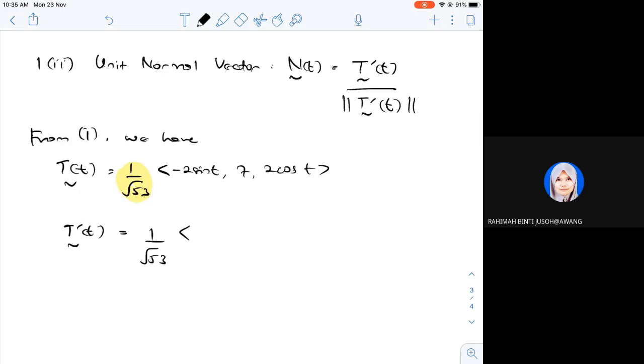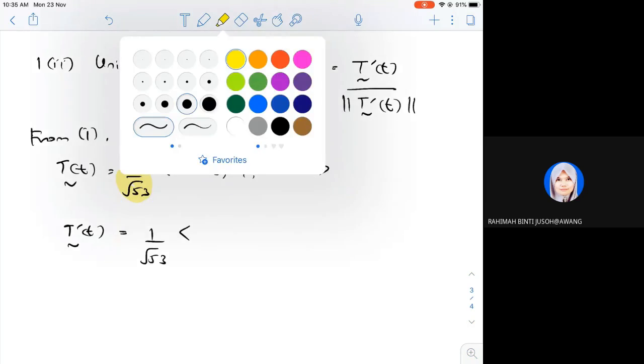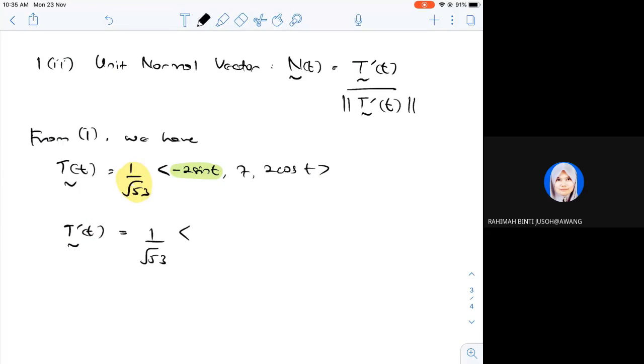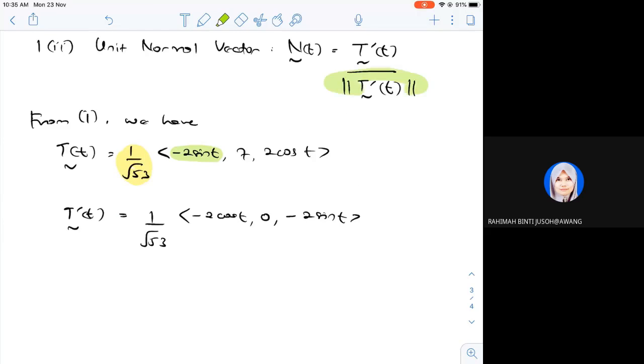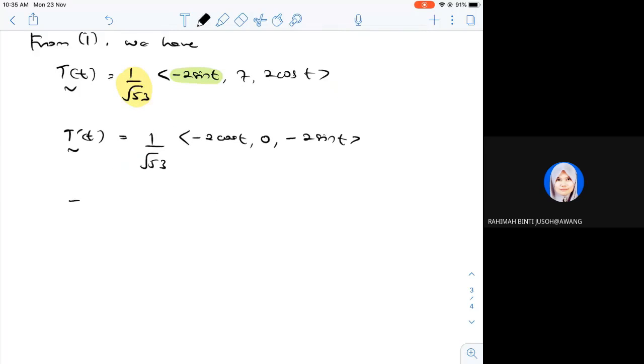So now we need to differentiate this component, negative 2 sin t. What do you get? Negative 2 cos t. Yes, good. And then differentiating 7, we get 0. And then differentiating 2 cos t, we get negative 2 sin t. Next, the formula says we need to find the magnitude of T prime t.